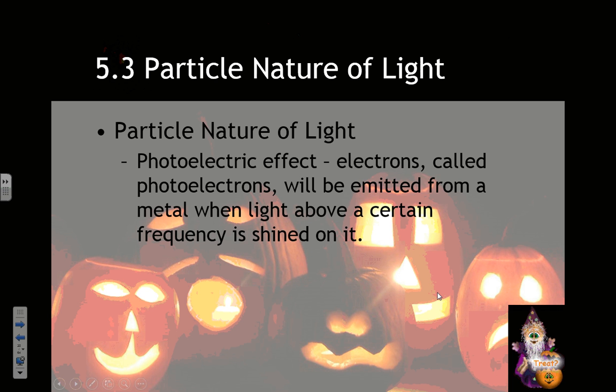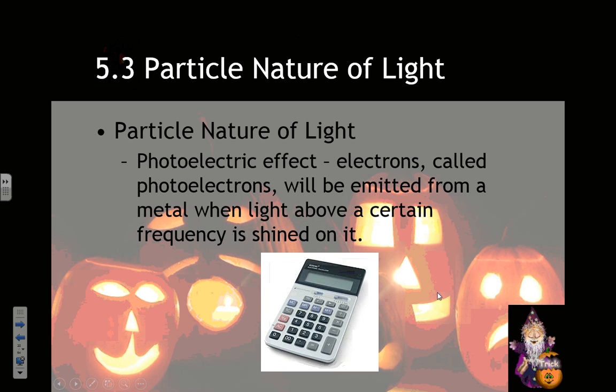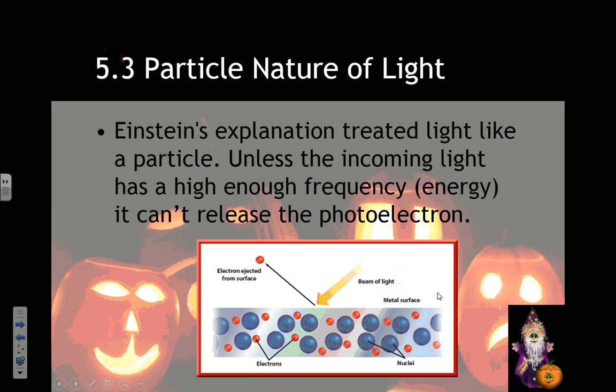So Einstein was studying the photoelectric effect, and once he saw the work of Planck, he realized it's about light acting like a particle, because it's kind of like a ping pong ball rolling into a bowling pin. The mass was too different, the size was too different. That little bundle was too big to make our big bundle move. But a large bowling ball coming in, that would knock that pin right over. So photoelectric effect is really treating light as if it is a particle. And like I said, it's what makes solar calculators actually function. So Einstein's explanation then treated light like it was a particle. Unless the incoming light had a high enough frequency or energy, it can't release the photoelectron.